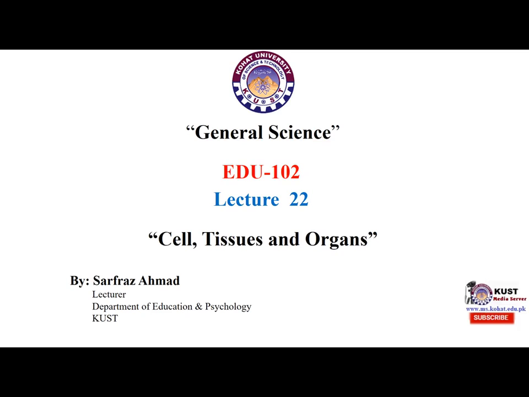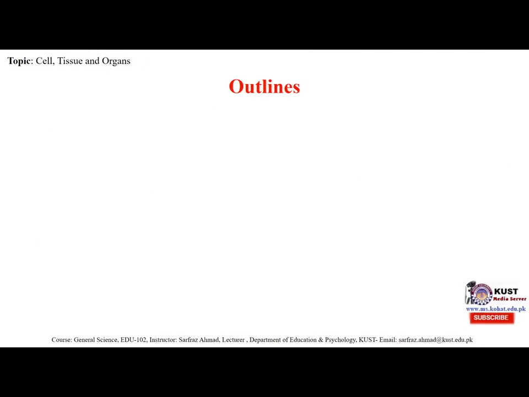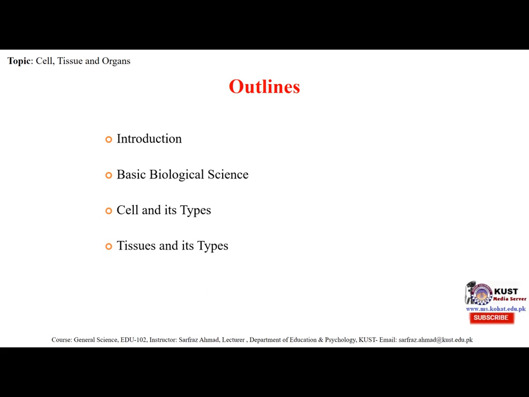Our subject is General Science. It is lecture number 22 and our topic is cell, tissues and organs. Today we will discuss the introduction to the main topic, then basic biological science, then cell and its types, then tissues and its types, then organs, skin and heart.